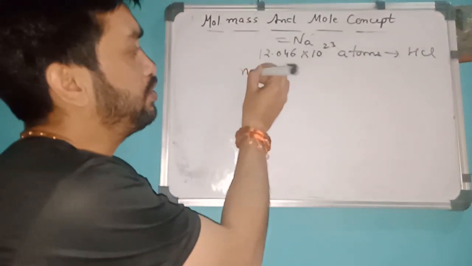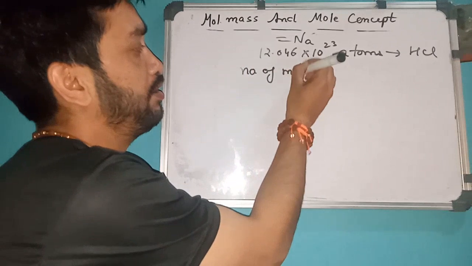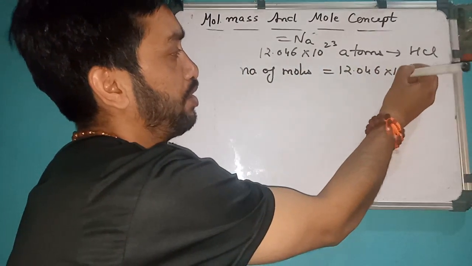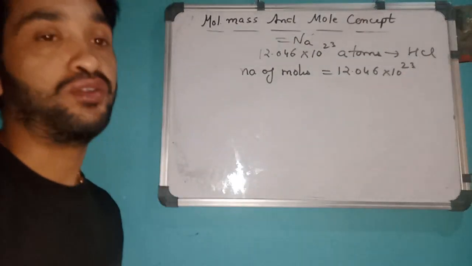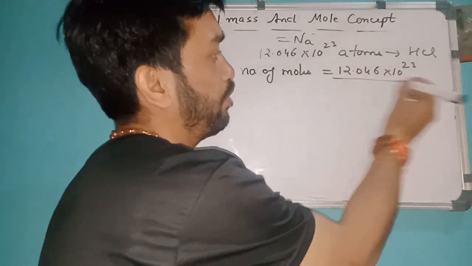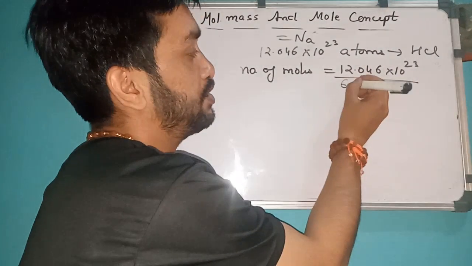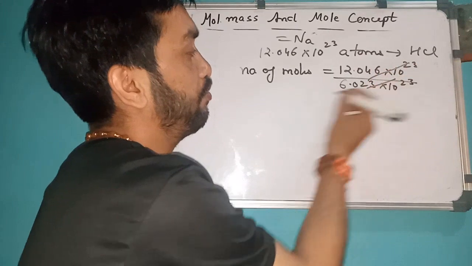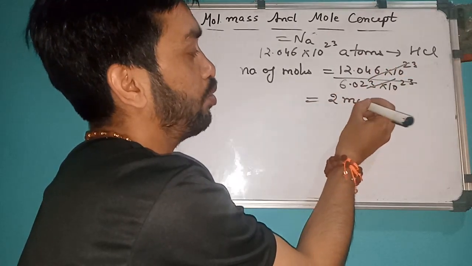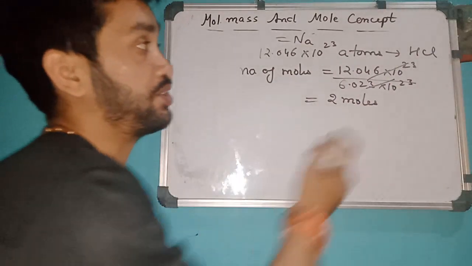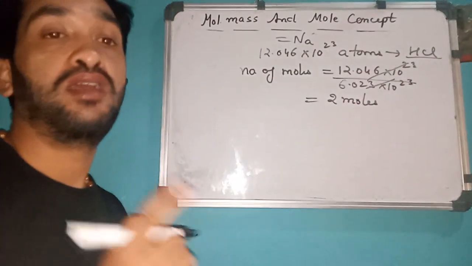So the number of moles can be calculated. How? The given number of atoms is 12.046 into 10 to the power 23, which is given to you. Always remember that the numerator part is for the given part. Upon, you know that in 1 mole how many are there? 6.023 into 10 to the power 23. Now cut it. What will you get? You will get 2 moles. Now do not do the question in the way we have done for hydrogen. This is not hydrogen, this is HCl.